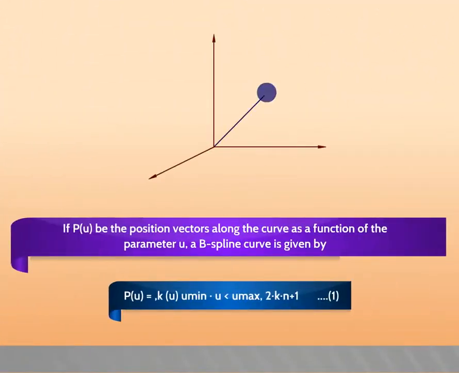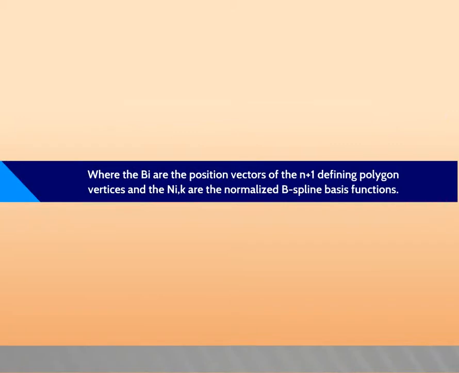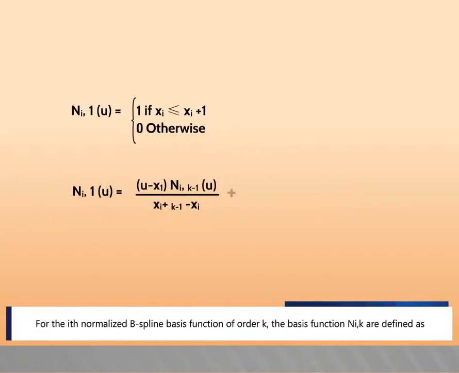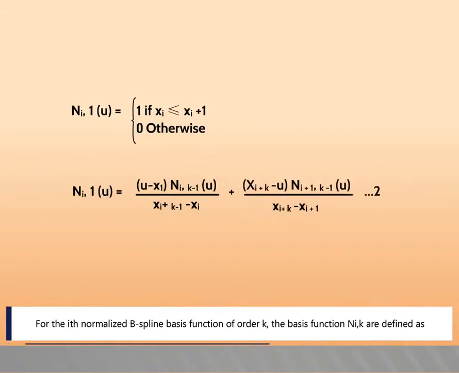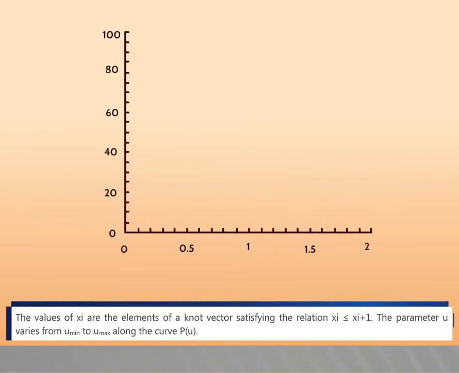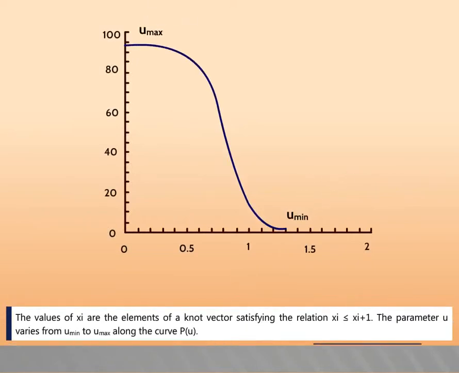If P(u) is the position vector along the curve as a function of the parameter u, a B-spline curve is given by the following, where the Bi are the position vectors of the n+1 defining polygon vertices and the Nik are the normalized B-spline basis functions. For the ith normalized B-spline basis function of order k, the basis functions Nik are defined as follows. The values of xi are the elements of a knot vector satisfying the relation xi less than or equal to xi+1. The parameter u varies from u minimum to u maximum along the curve P(u).